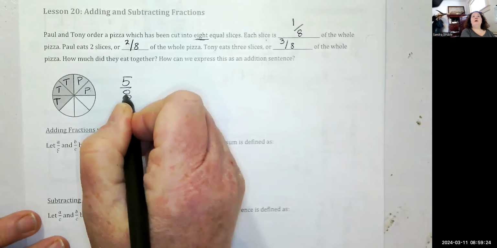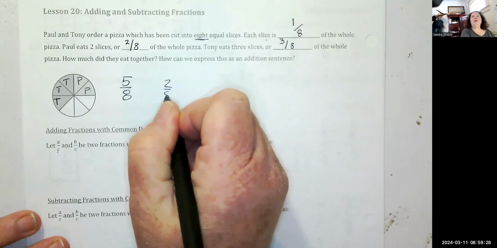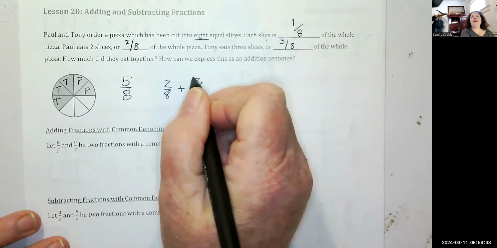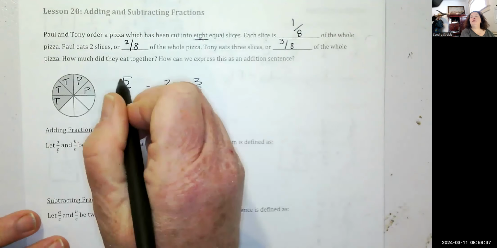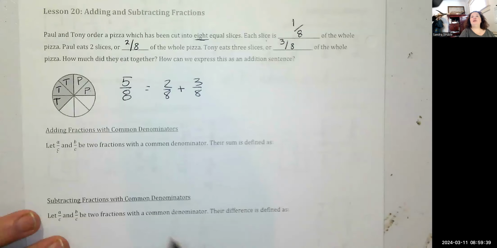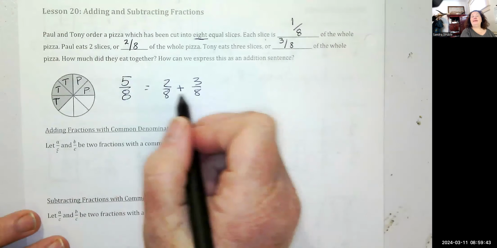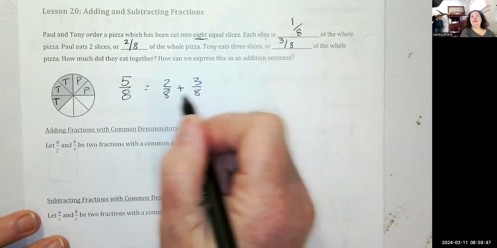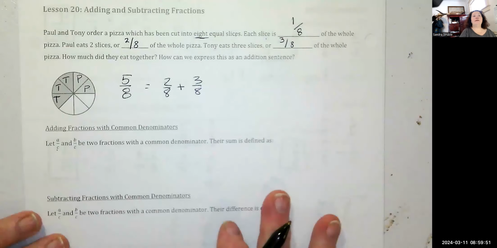The other way to get that without having the drawing is the 2/8 that Paul ate plus the 3/8 that Tony ate. You always add the numerators, the top, and then the denominators just stay as they are. Here's the gig. You cannot add these if they do not have the same denominator. They have to have the same denominator. As long as they do, you can add or subtract them.